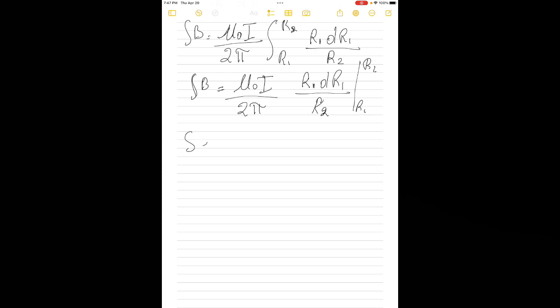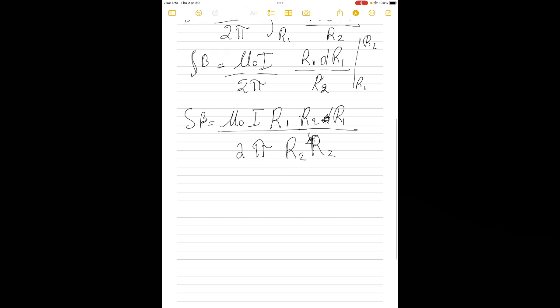So this will give us the magnetic field equal to the constant multiplied by the current multiplied by R1 divided by, actually it's multiplied by R2, and then 2π multiplied by R2 and R1 here. And then R1 on top and bottom cancel out, and one of the R2 is going to cancel out. So we are left with the magnetic field equal to the constant multiplied by the current R1 divided by 2π R2 squared.